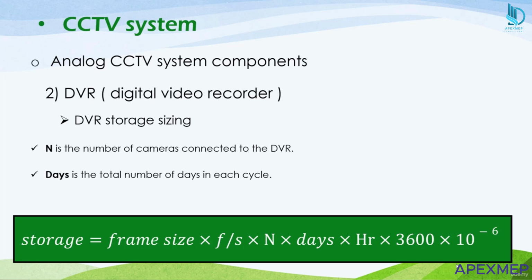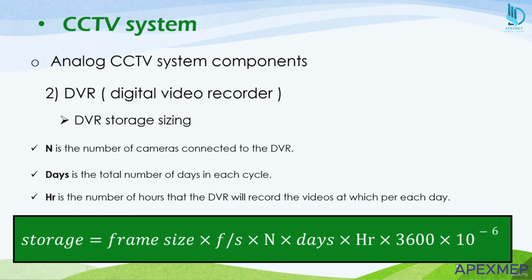So the days here is the total number of days of each recording cycle, which may be 30 days for example, or 14 days according to the designer's needs. Also, the number of hours here is the total number of hours that the DVR will record the videos, and in many cases we set this number of hours to be 24 hours as we need to monitor the building all day for security purposes.